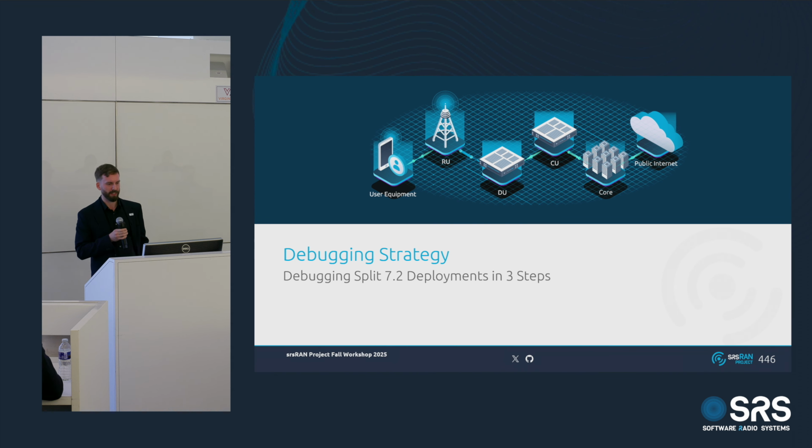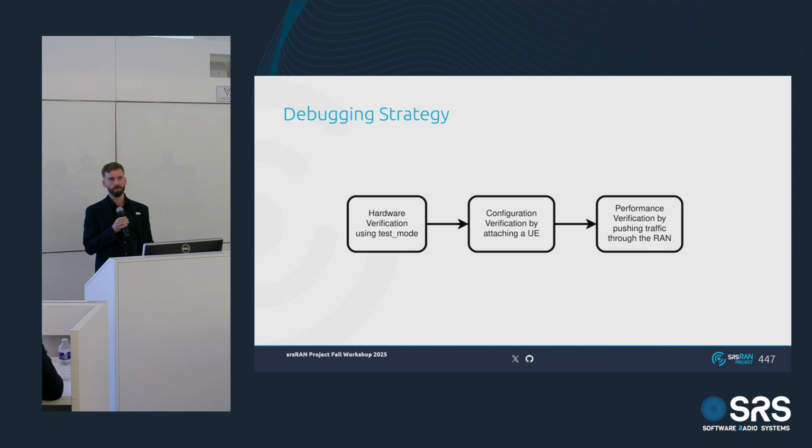So then the debugging process. I want to show you how I do it. You can do it differently, but I have my own method, and it is separated into 3 steps. The first step, after planning the deployment, is hardware verification using test mode. We run test mode to see if the application runs well. Once we are sure about that, we attach a UE to see if COTS UEs can attach to our network and stay attached. And then after that, I usually optimize the RAN parameters for performance.